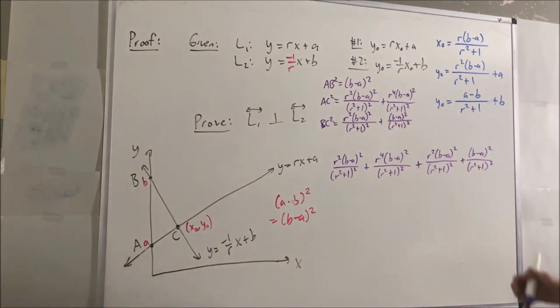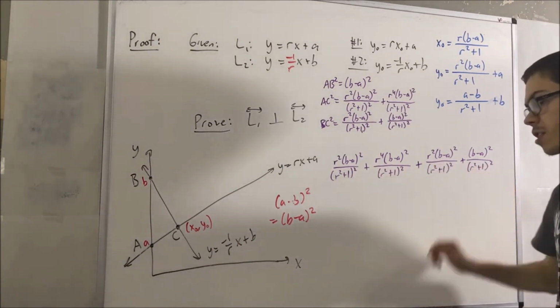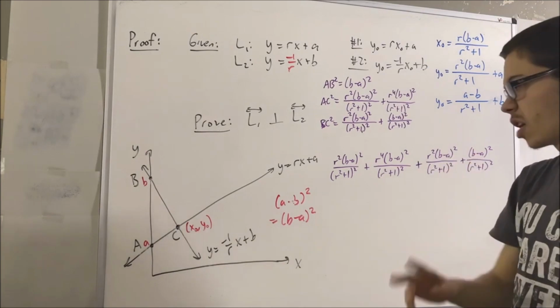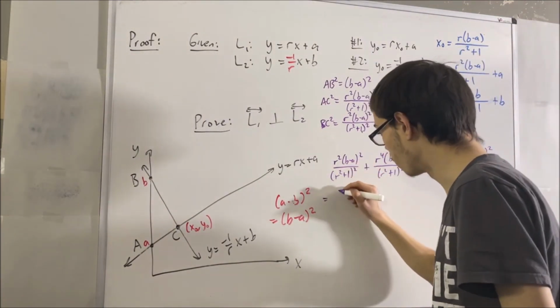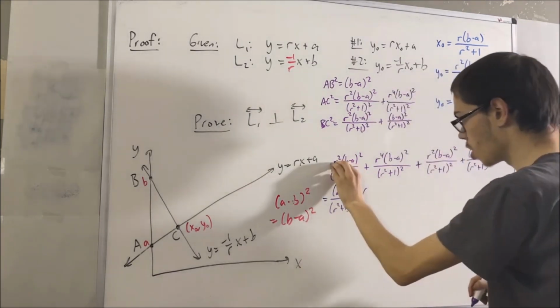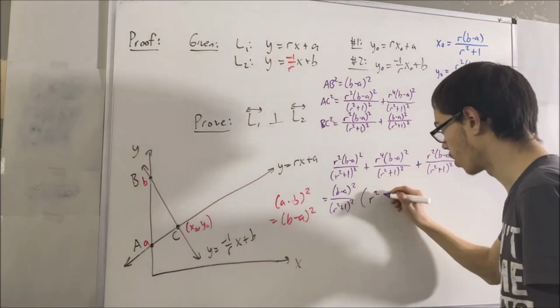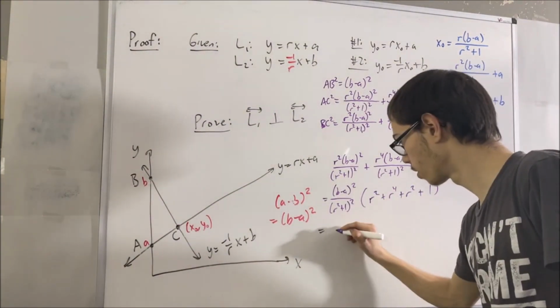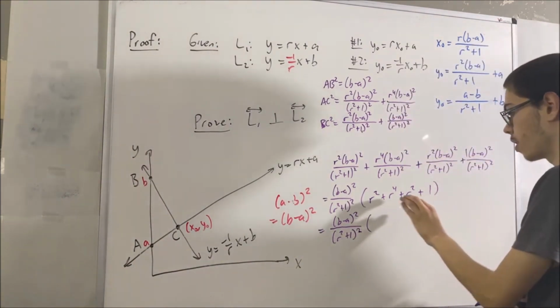The first thing that you can realize is that each term here shares the same 2 things. They all share b minus a squared over r squared plus 1 squared. So we can factor that out. And we're going to be left with r squared plus r to the 4th plus r squared plus technically a 1. And we can simplify this to saying r.